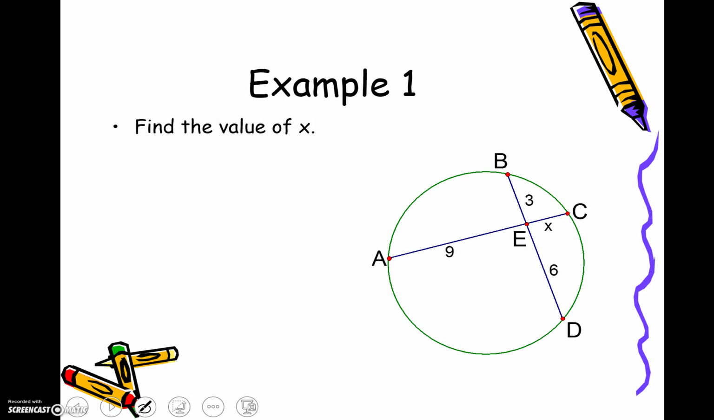So here's our first example with this. What we want to do is the same idea. We're going to multiply the 2 parts together for each individual segment, and what we end up with here is 3 times 6 equals 9 times x. 3 times 6 is 18. And then divide both sides by 9 to get 2. So the value of this, to make sure that these are actually intersecting there, x will be equal to 2.